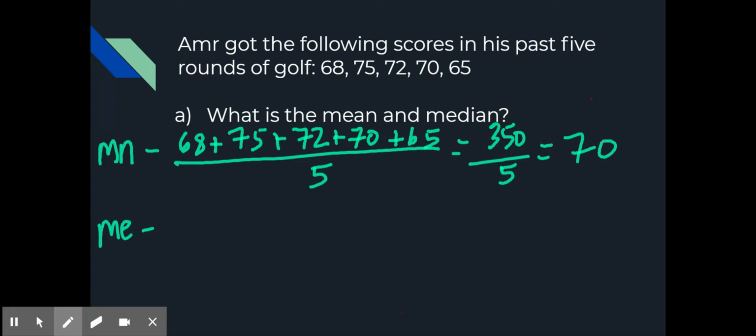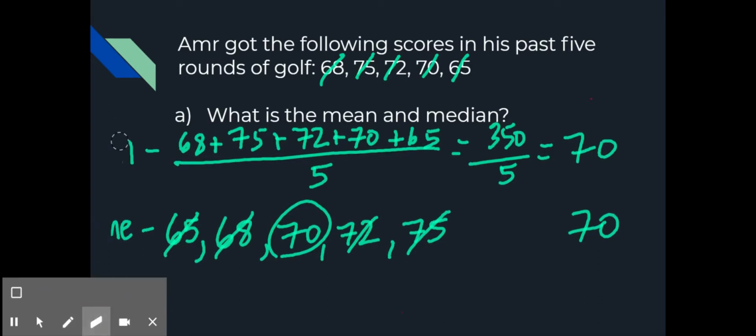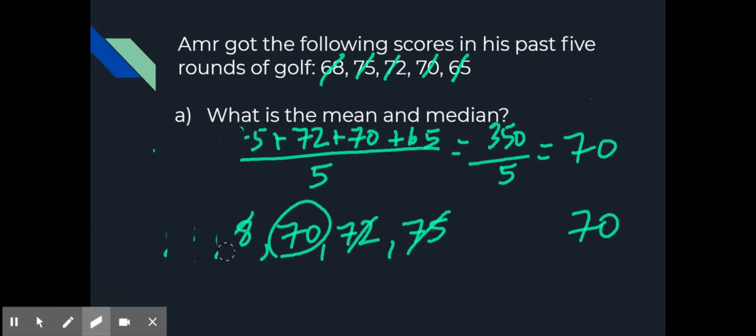Okay, median, order it from least to greatest. 68, 70, 72, 75. I just like to keep track of which numbers I have and have not used. And then throw one off the left, throw one off the right. Throw another one off the left, another one off the right. And hey, look, I get the same thing for my mean and my median. Now, the next problem, we're going to throw in an outlier and see what happens.